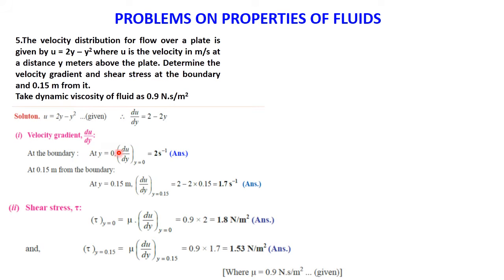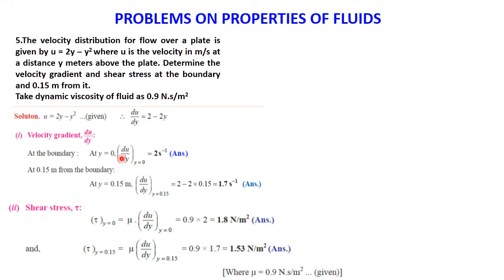Now first, velocity gradient, du by dy. At the boundary we have to find, so at boundary means at y is equal to 0, du by dy is equal to, now see here the value we are giving is y is 0. So what we get here is only the answer 2. This s minus 1 is nothing but the unit of the velocity gradient. So when du by dy at y is equal to 0, what will happen?